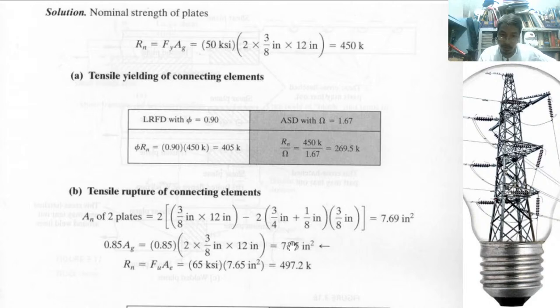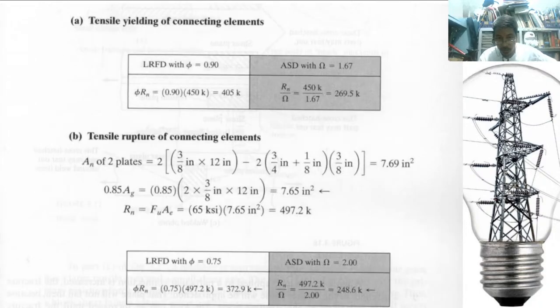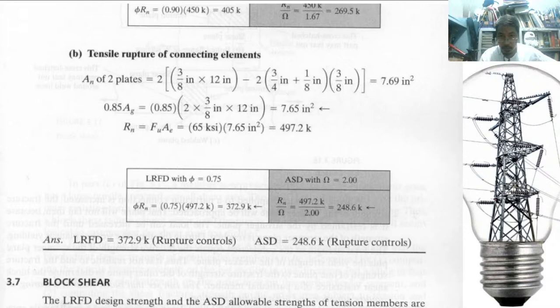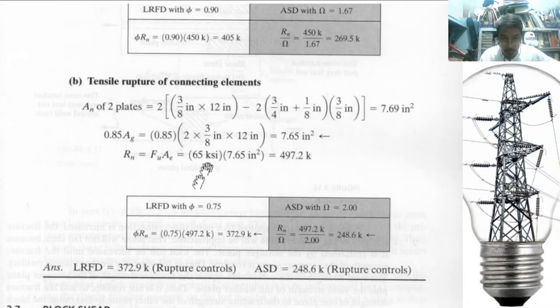Using this value, we multiply by FU, therefore 497 multiplied by 0.75. You cannot see it, I will adjust it. So 0.75 times that gives 372.9, or 373. Compare this one to this one. Rupture is the lower, so rupture controls.